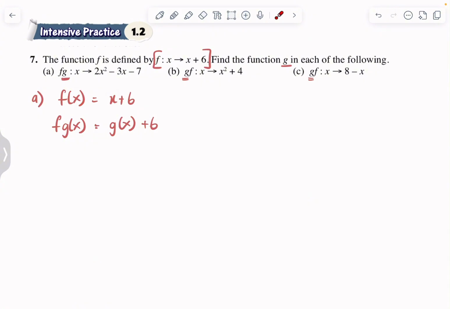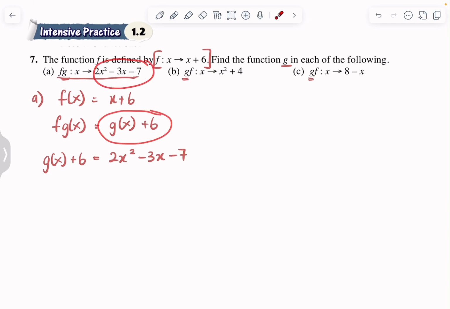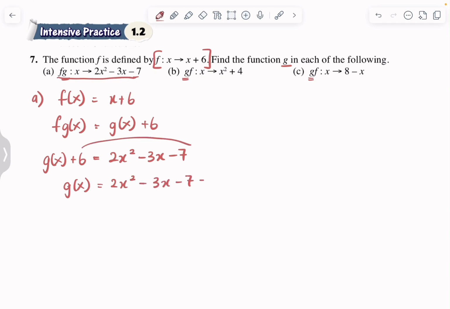Okay, now we have our own version of f(g(x)). We can compare it with the f(g(x)) that they gave. So we can say g(x) plus 6 must equal 2x squared minus 3x minus 7. Now you can find g(x). Making g(x) the subject, 2x squared minus 3x minus 7 minus 6, so you get minus 13. This is your g(x).